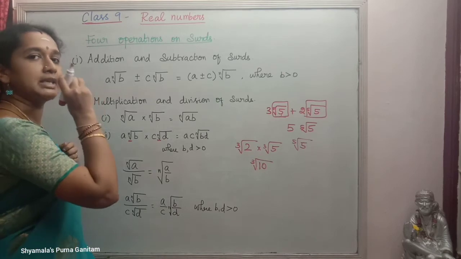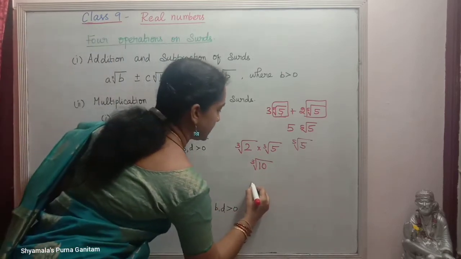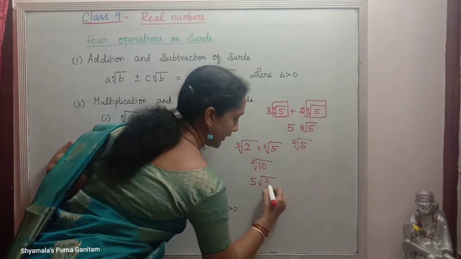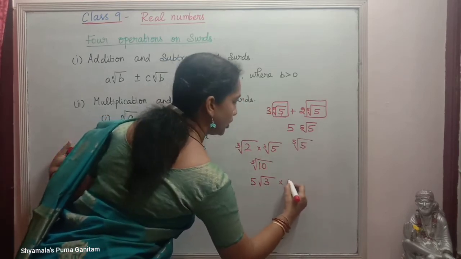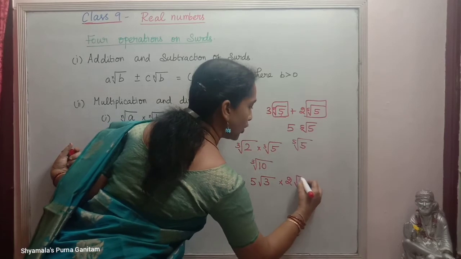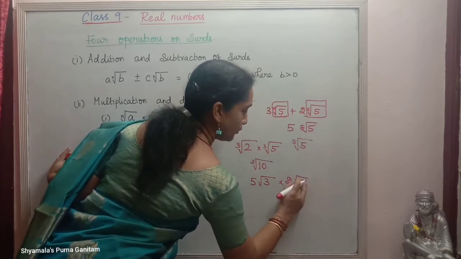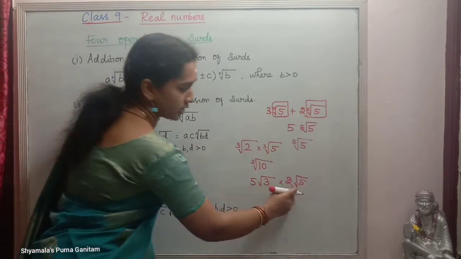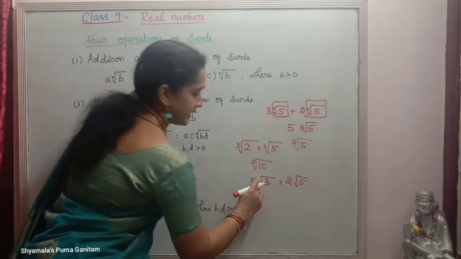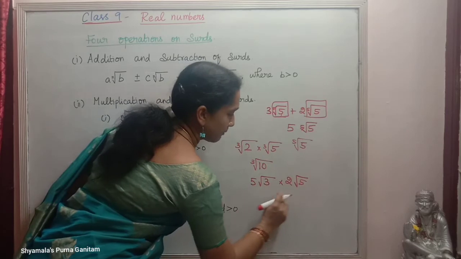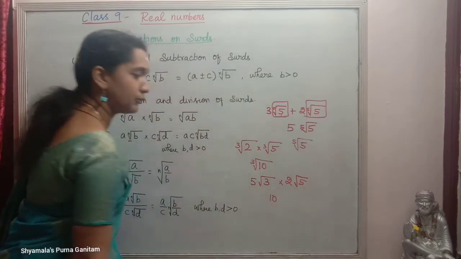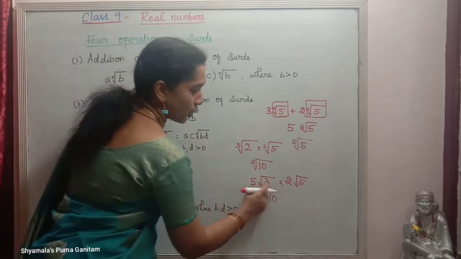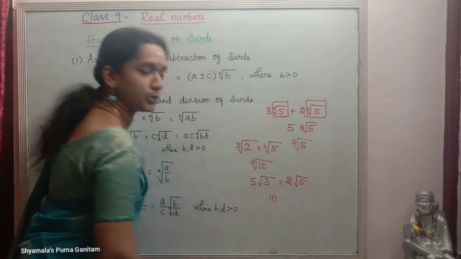The important thing is the nth root. So that is 5 into root 3 into 2 into root 5. Okay, so this is a square root, and this is also a square root. Since this is the same, we can multiply the coefficients 5 into 2. The coefficients are a and c, so we have multiplied them. The coefficients are 5 and 2; 5 2s are 10.